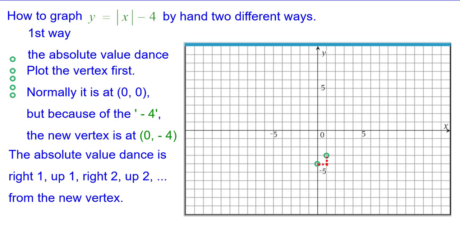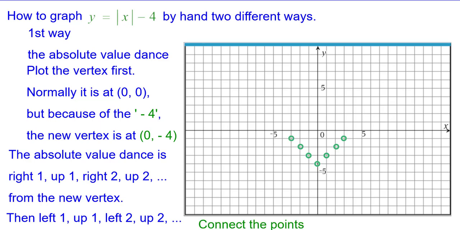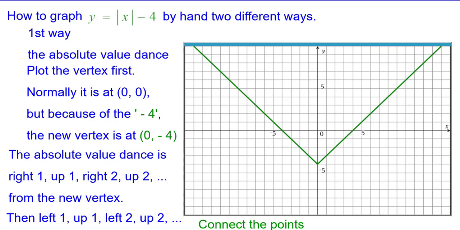Right 1 up 1, right 2 up 2, right 3 up 3. And we could also use symmetry, but we'll just go left 1 up 1, left 2 up 2, left 3 up 3. Connect the points, and there's our absolute value of x minus 4.